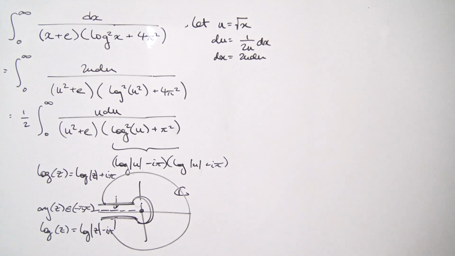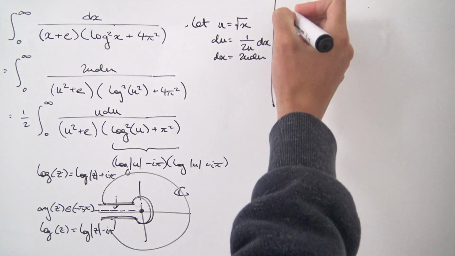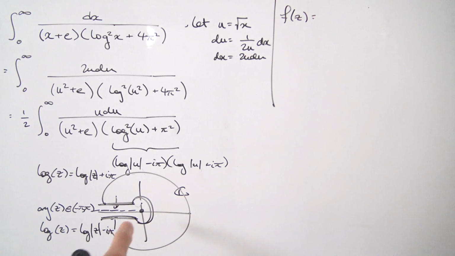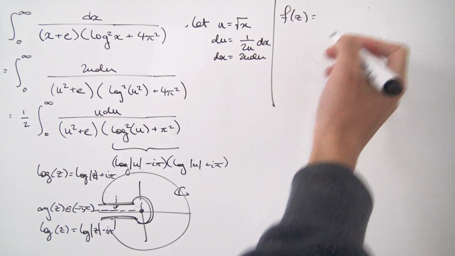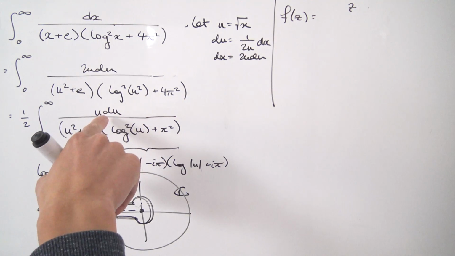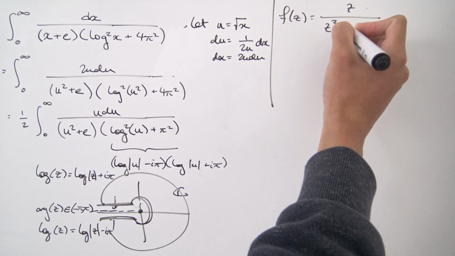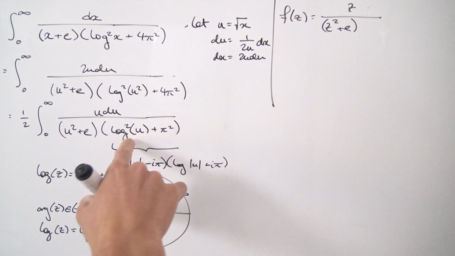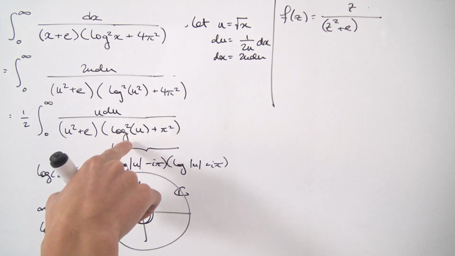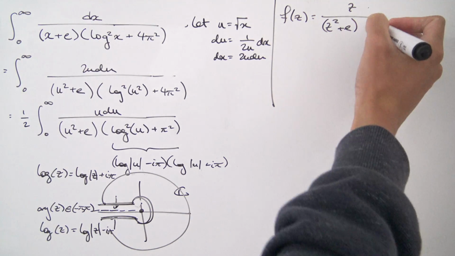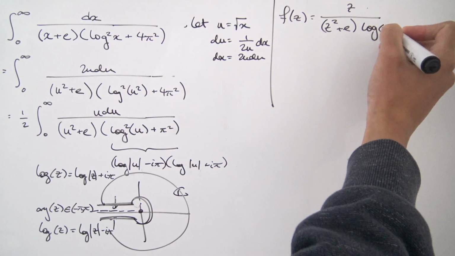Next question is though, which function should we choose to contour integrate? Let's put it over here, and we're going to take f of z to be equal to, well, basically the integrand here, so z over z squared plus e, but now instead of having this log squared of u plus this pi squared, we're just going to take log of z.